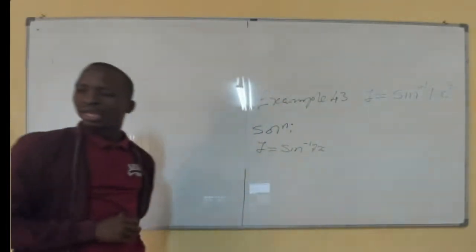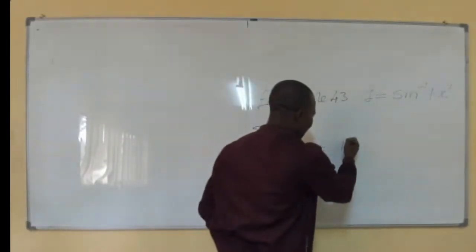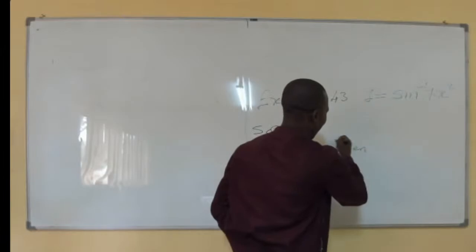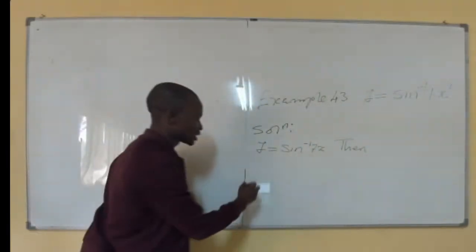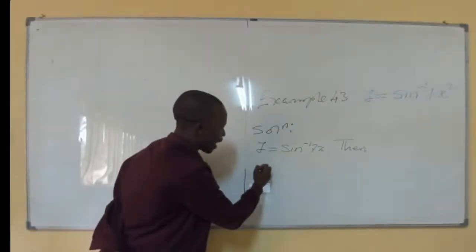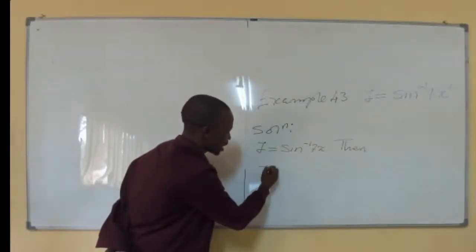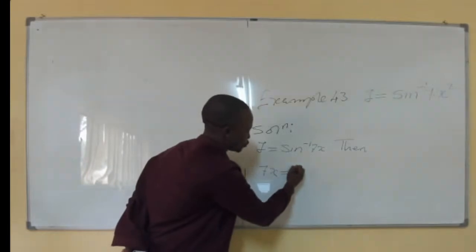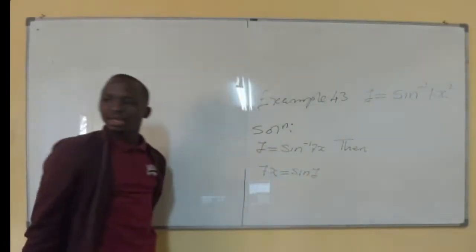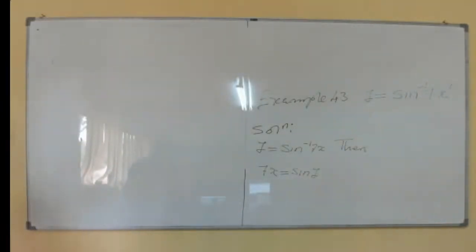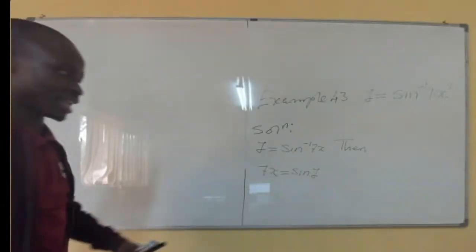Then if we rewrite this, under trigonometry, this is the same as saying 7x squared is just equal to sine of what? Y. So 7x squared is equal to sine y.